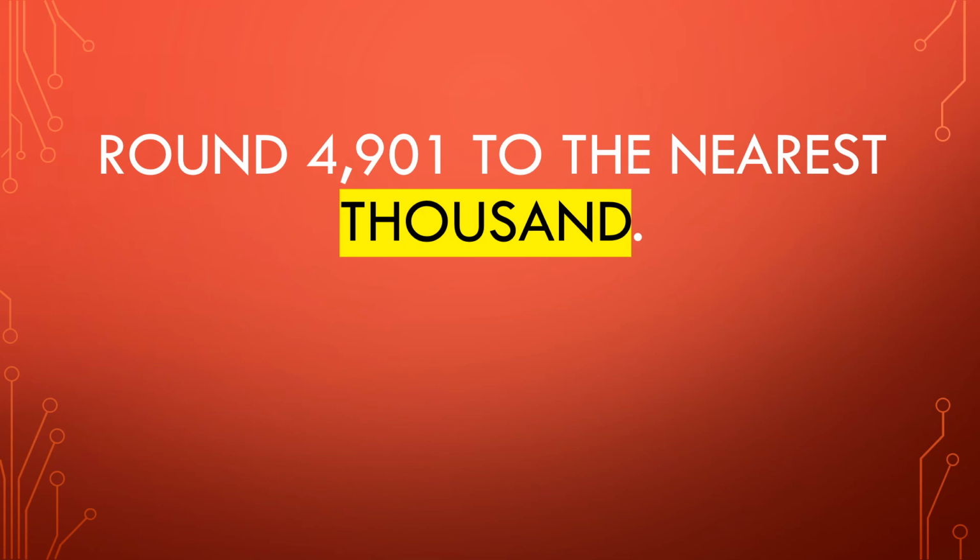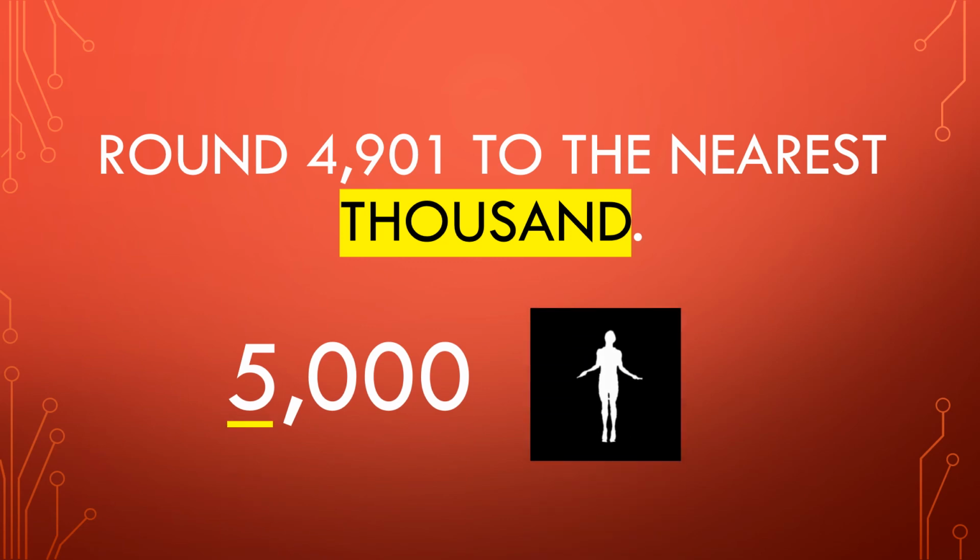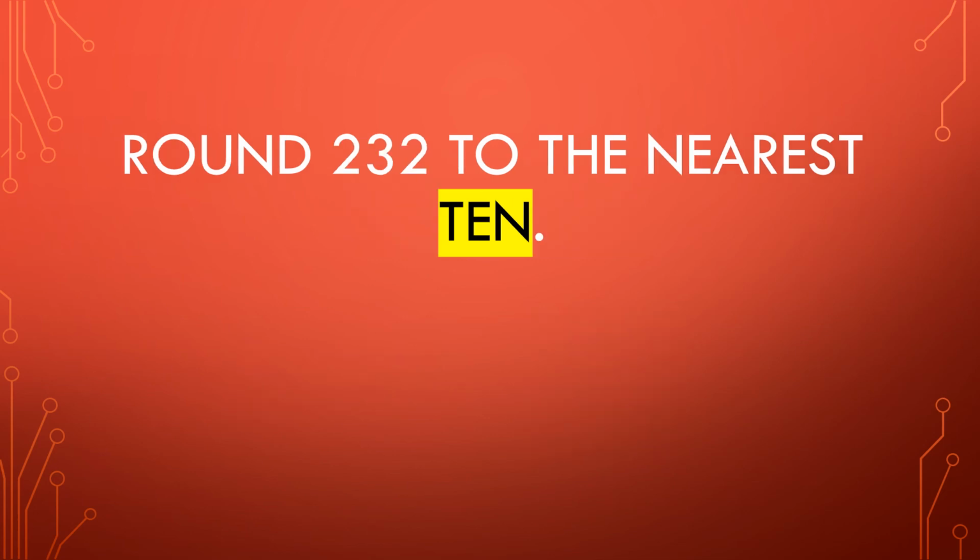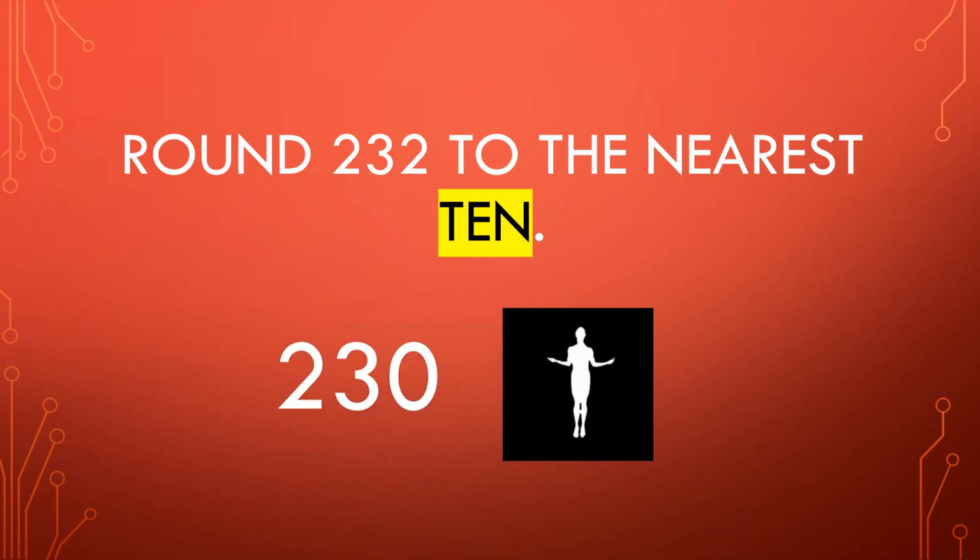Round 4,901 to the nearest 1,000. Think about your hill and what thousands this number falls between. It rounds to 5,000. Because 5 is in our thousands place, do 5 jump ropes. Good. Round 232 to the nearest 10. You got it, 230. Time for some more jump ropes. Do 3 jump ropes.